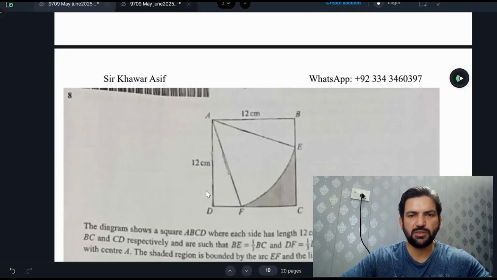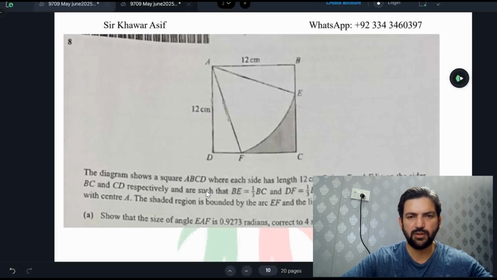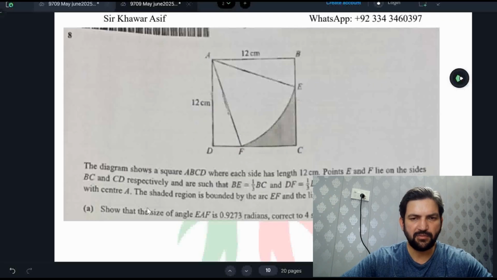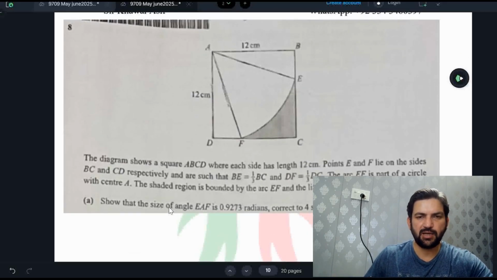Let's move to question number 8. Now in question number 8, we have to show that the size of the angle EAF is 0.9273, correct to 4 significant figures. We have to find this angle EAF. Now for this angle, we see that this one is a square, so overall the angle will be equal to 90 degrees.